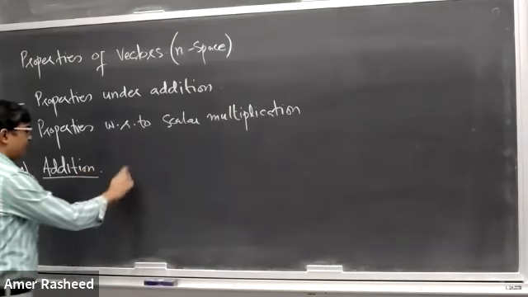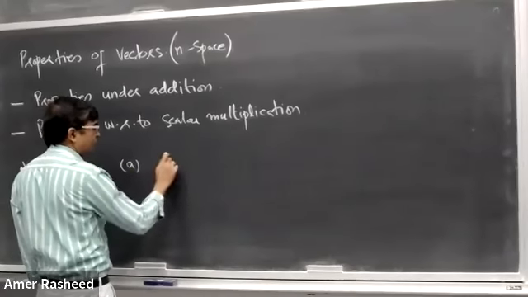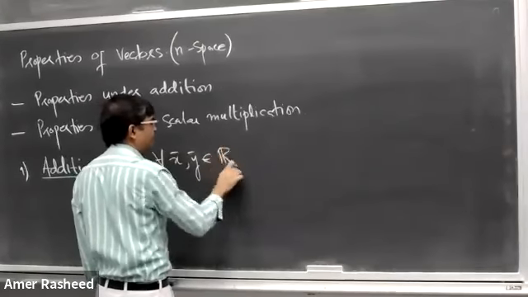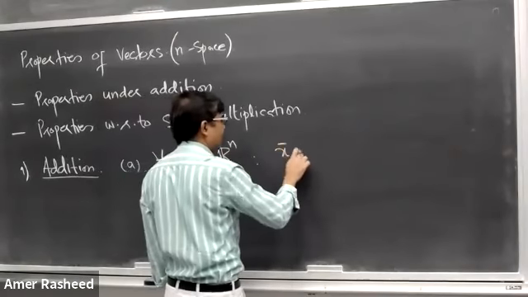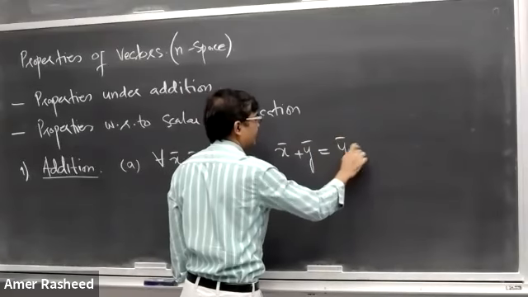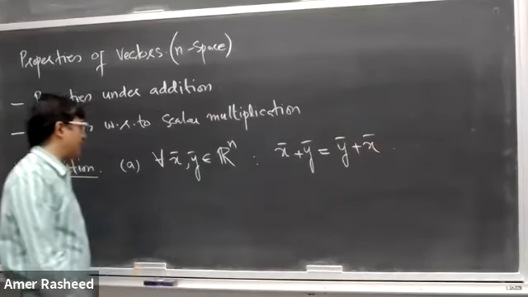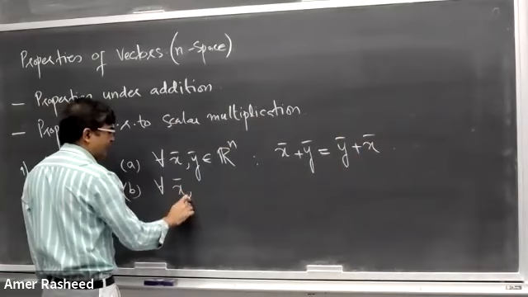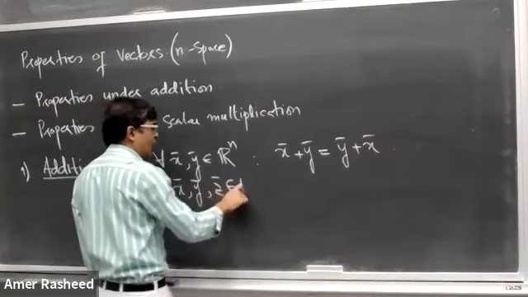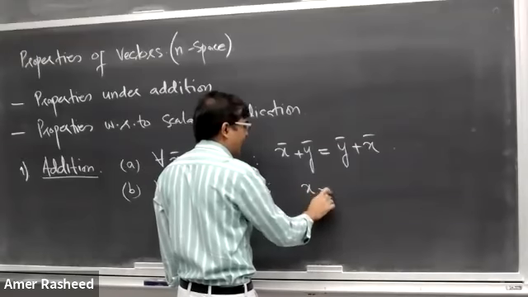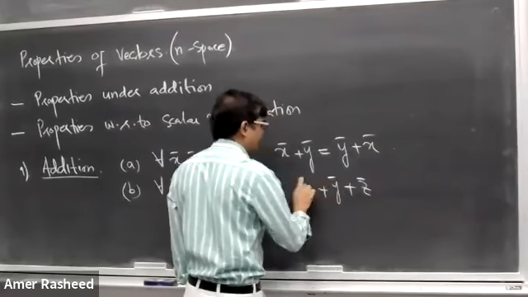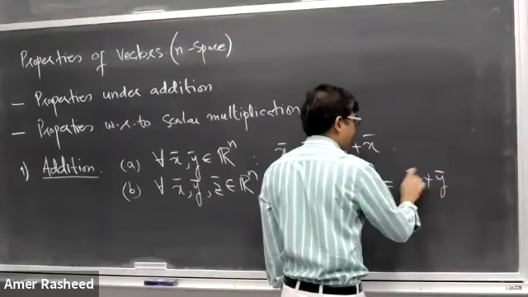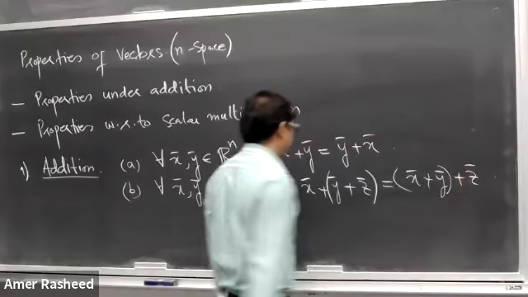What were these properties? These properties include commutative law, meaning for any two vectors x, y belongs to Rn, x plus y is equal to y plus x. This was the commutative property with respect to addition. B was associative law: for any x, y, z belongs to Rn, the property was (x plus y) plus z equals x plus (y plus z). This was the associative law.